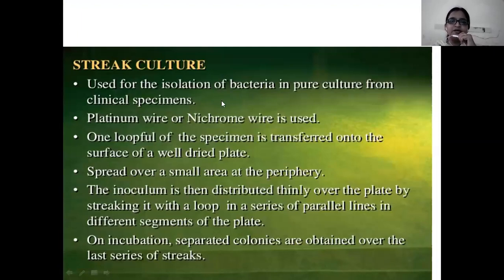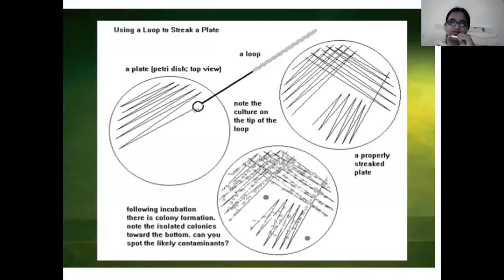Here a platinum wire or nichrome wire or loop is used. One loopful of specimen is taken onto the surface of a well dried plate, and it is streaked, or moved from one end to the other end of the plate, spread over a small area at the periphery. This is the streaking. First we take it here, and we move the loop in a zigzag fashion. This is the primary streak. Then we go for the secondary streak, and then the tertiary and the quaternary streak.